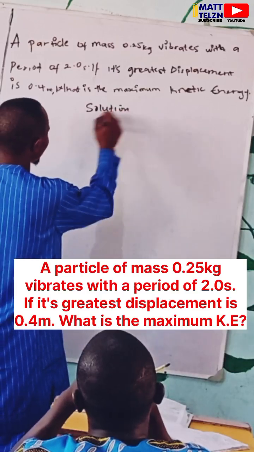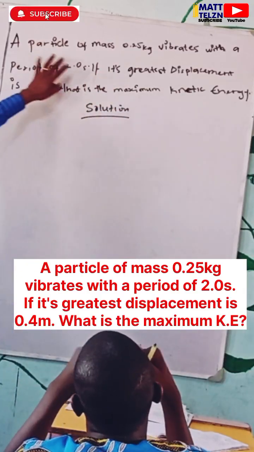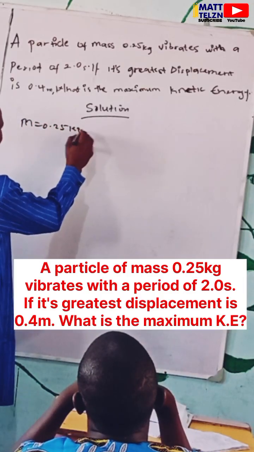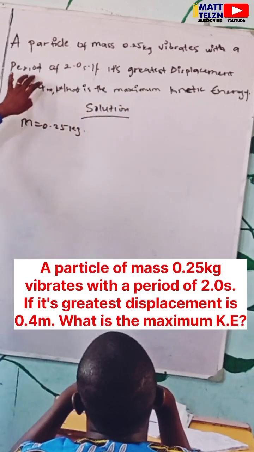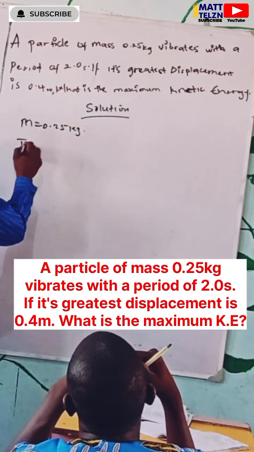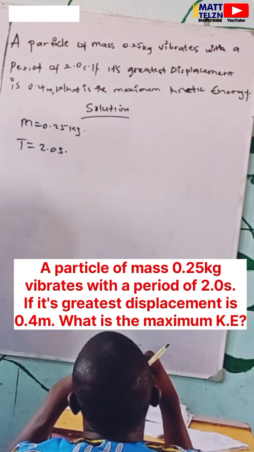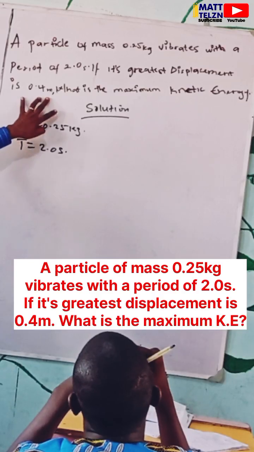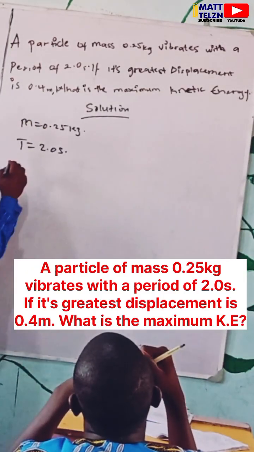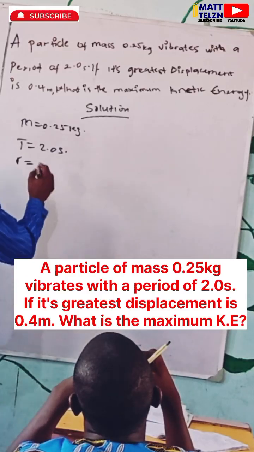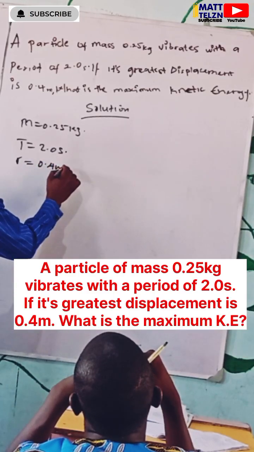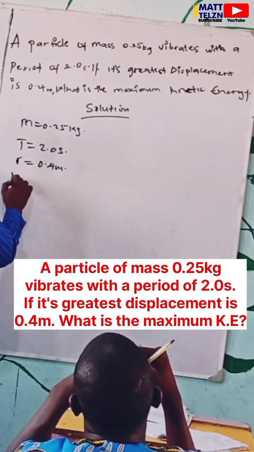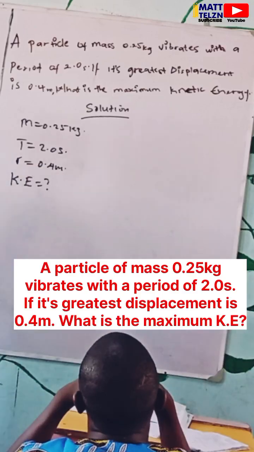So, solution. Let's bring out what is given in the question. A particle of mass m is 0.25 kg, vibrating with a period T of 2.0 seconds. Its greatest displacement is 0.4 meters. Greatest displacement simply means the radius, r, which is 0.4 meter. What is the maximum kinetic energy? So I'm asked to find the kinetic energy.